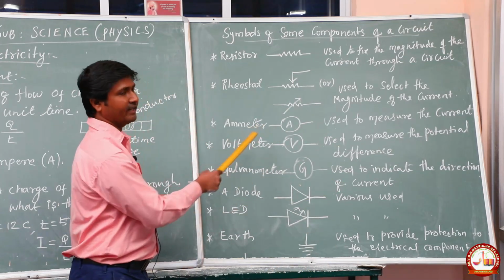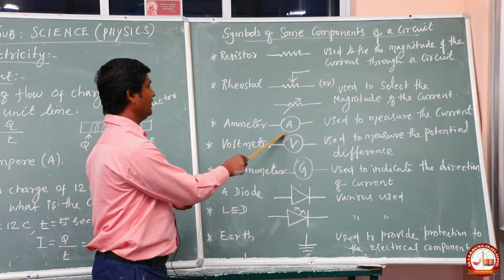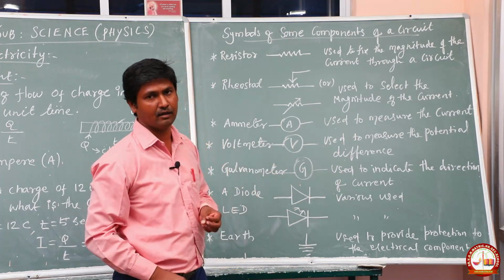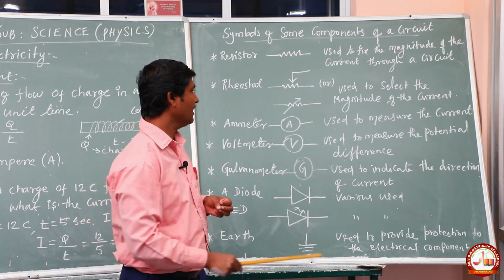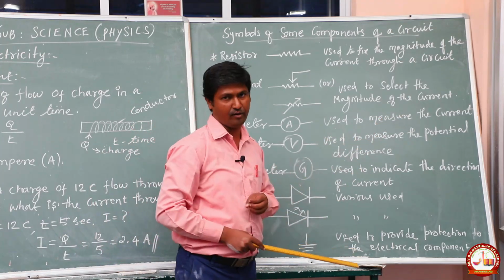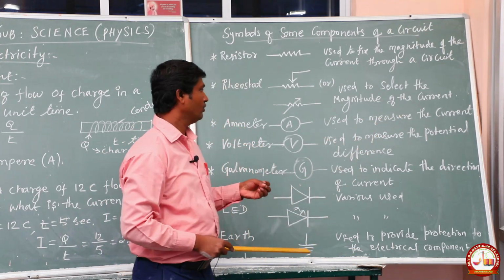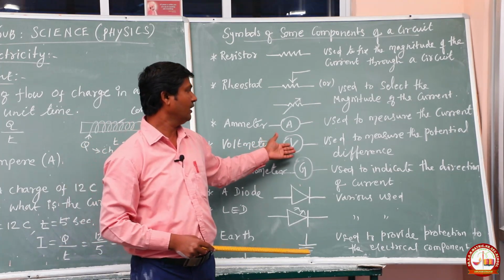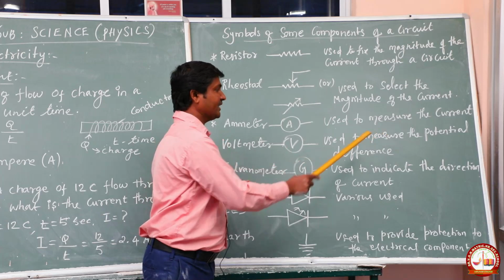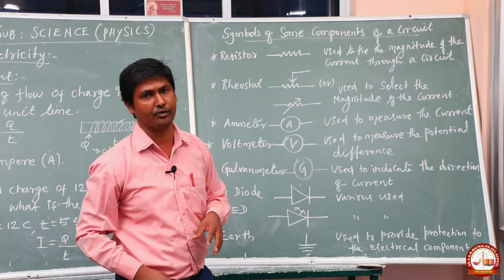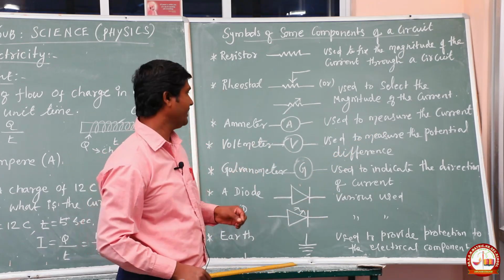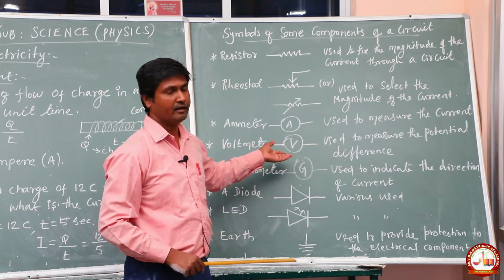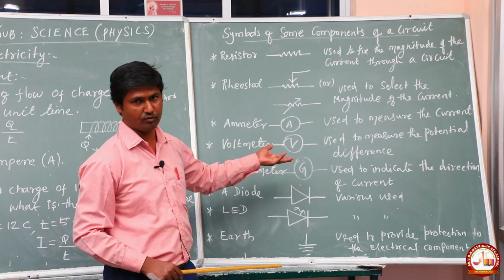Next, ammeter, the capital A symbol. Ammeter is used to measure the current value in the circuit. Next, voltmeter. The symbol is capital V. It is used to measure the potential difference in the circuit. So V is the potential difference. This is the use of the voltmeter in the circuit.